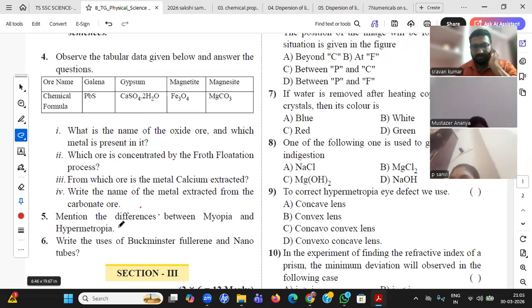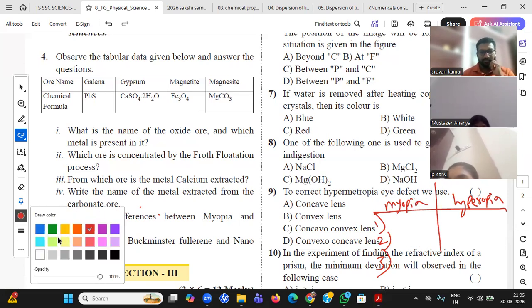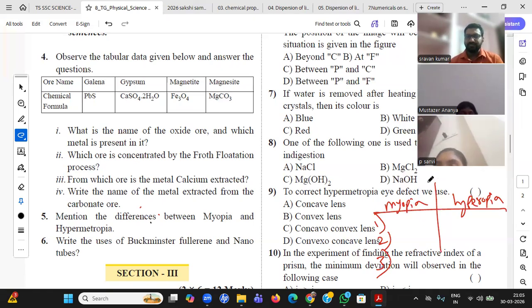Yes. Mention the difference between myopia and hypermetropia. Okay, so yes, Ananya, you give me three differences, and Sanvi will give you exactly the other way. You see, student, whenever he's asking the difference, you need to make a table. Myopia here, hyperopia here. Hyperopia, hypermetropia, both are same. Yes, Ananya, give me three things. As it is for 4 marks, give me three things about myopia. And Sanvi will give exactly the difference. Come on, Ananya, I'm not able to hear you. Unmute yourself.